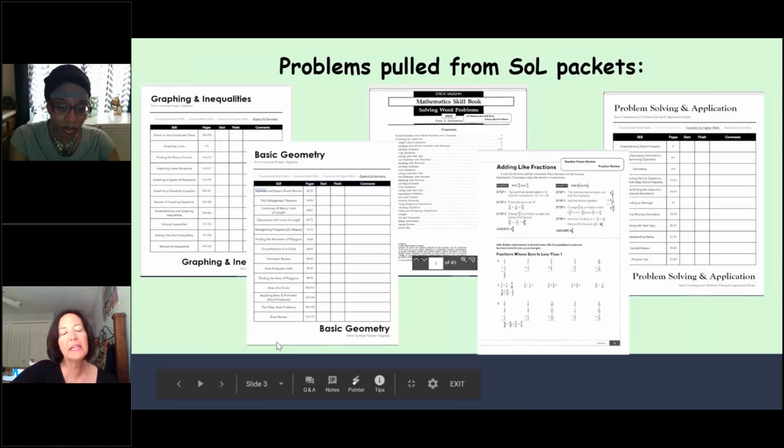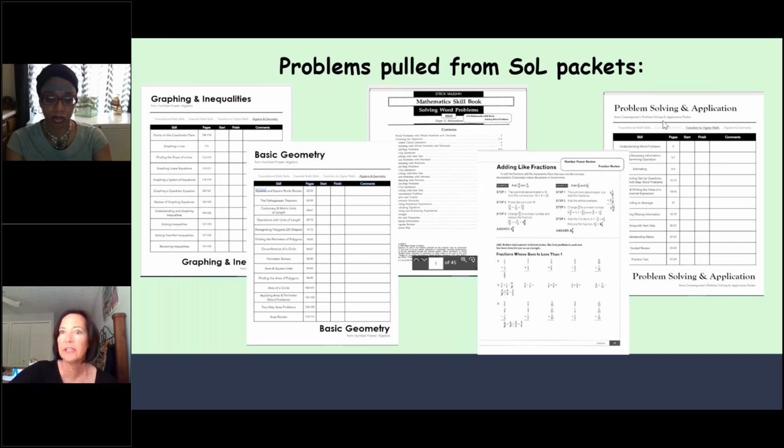I took many of the problems, but not all of the problems, from these 5 Seeds of Literacy packets. So some from graphing and inequalities, basic geometry. This one says mathematics skills book, solving word problems. The packet with adding like fractions, which is adding and subtracting fractions actually in there. And then problem solving and application.